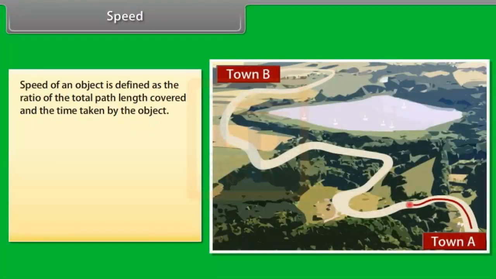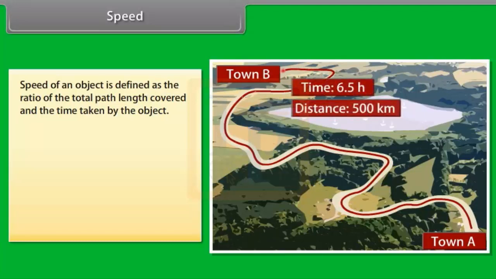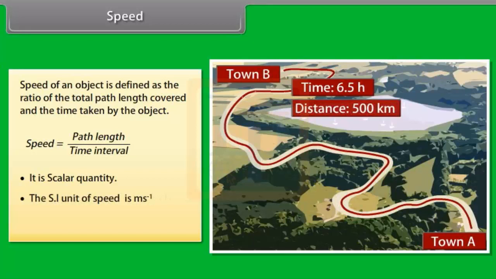Speed of an object is defined as the ratio of the total path length covered and the time taken by the object. Therefore, speed is equal to path length upon time interval. It is a scalar quantity. SI unit is m s raised to the power minus 1. Dimensional formula is M raised to the power 0, L raised to the power 1, T raised to the power minus 1.